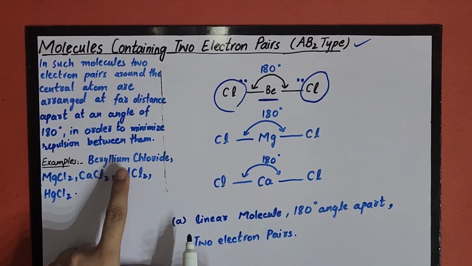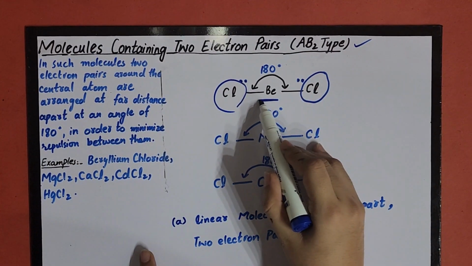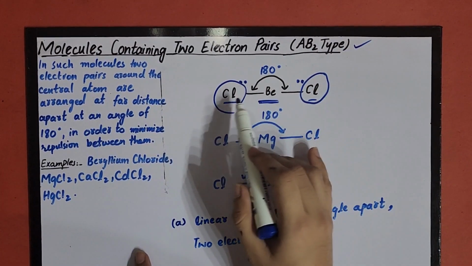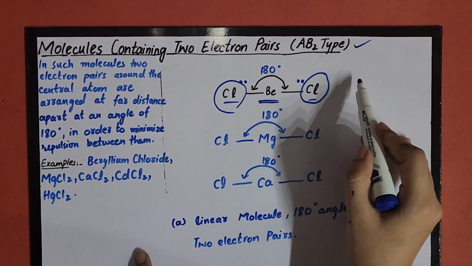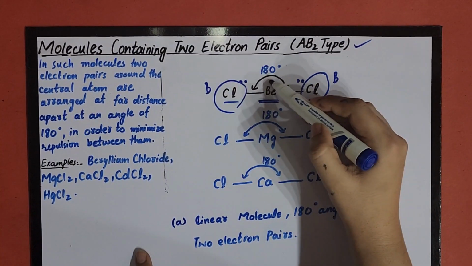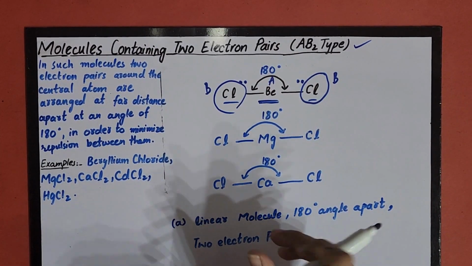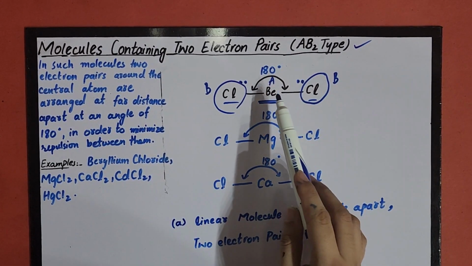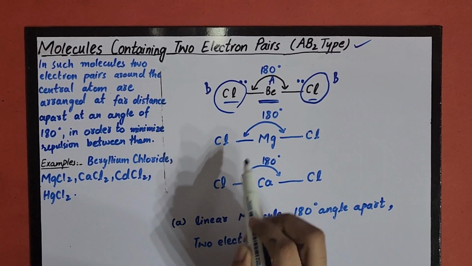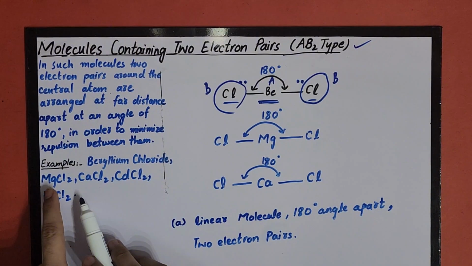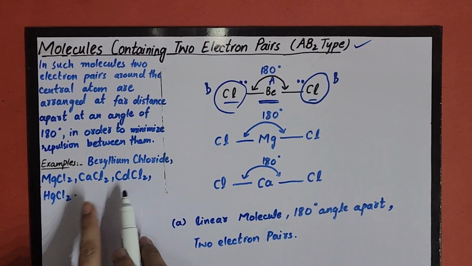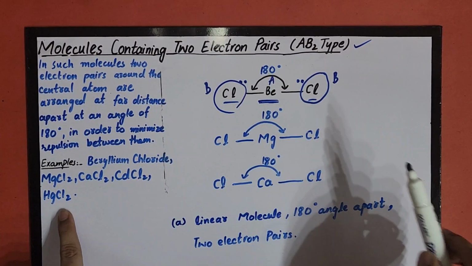The first one is beryllium chloride. So beryllium is the central element here, and the 2 chlorine atoms are attached to it as B type. This is the B type and this is the B type, and there is the central element A. So at an angle of 180 degrees, these 2 B elements are attached. The next example is magnesium chloride. The others are calcium chloride, cadmium chloride and mercurous chloride.